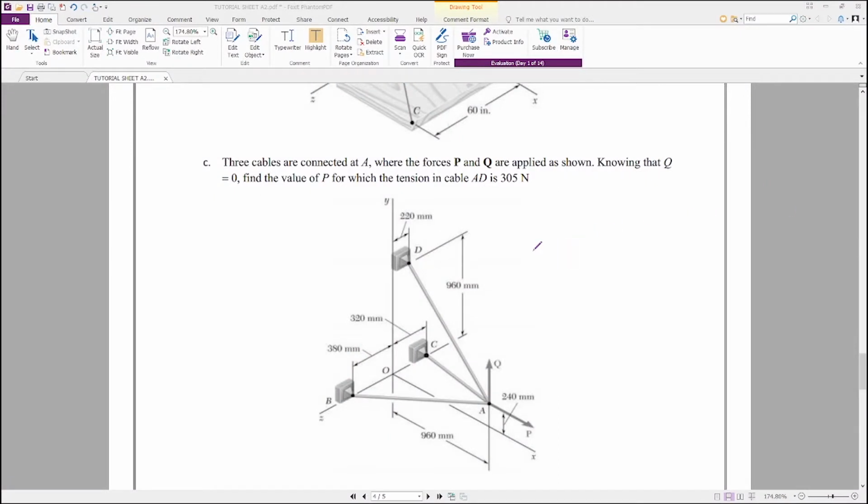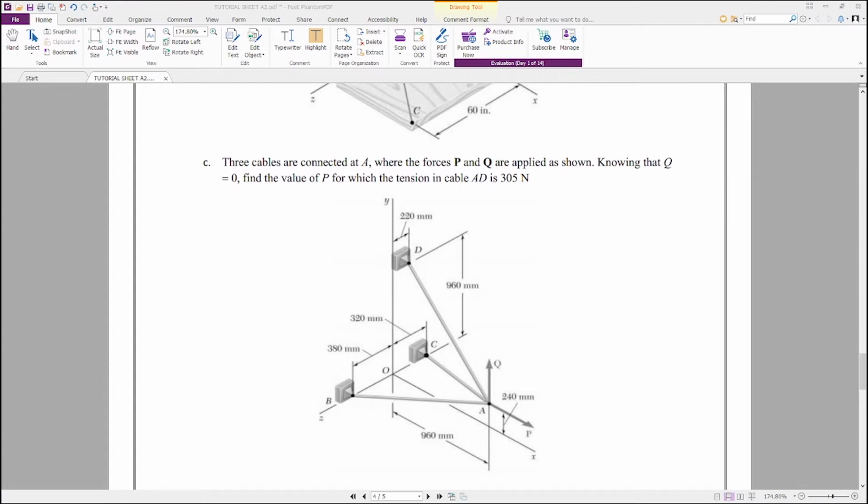Welcome to question number 6. Three cables are connected at A, where the forces P and Q are applied as shown. Knowing that Q is equal to 0, find the value of P for which the tension in the cable AD is 305 newtons.